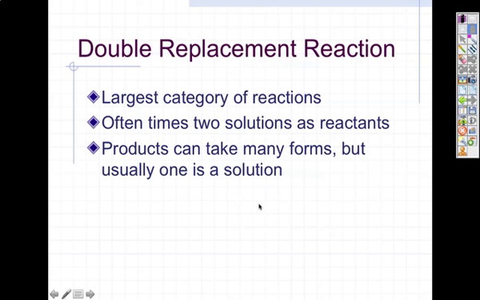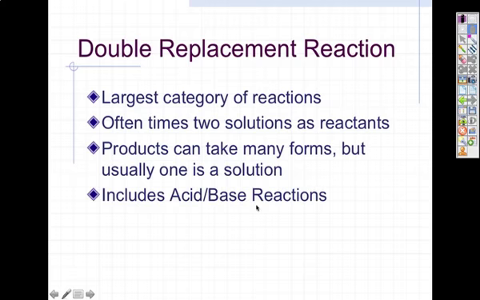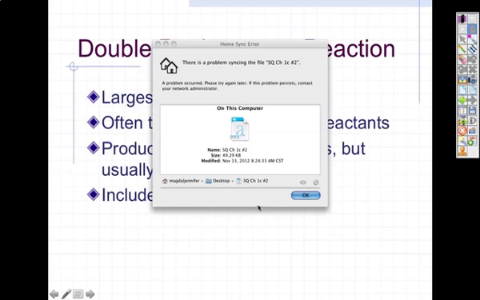But we have those driving forces, so something's not just going to be aqueous, otherwise a reaction won't occur. So we might have a precipitate or a solid form. We might have a gas forming. We might have the formation of water, which would be those acid-base reactions. So it includes acid-base reactions because of that driving force of forming water.